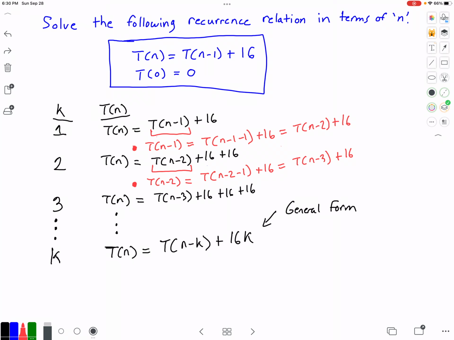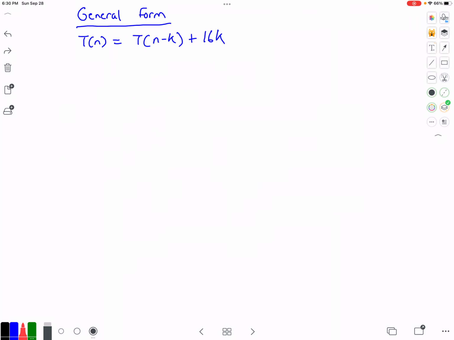So let's go back to our other page. That means that we need this input here to be equal to 0. And that's easy enough. We can just set n minus k equal to 0. This means that k is equal to n, and this means that n is equal to k. Actually, I think I wrote that backwards. Let me just make sure you can see this properly. So this means that n is equal to k, and therefore k is equal to n. Okay?